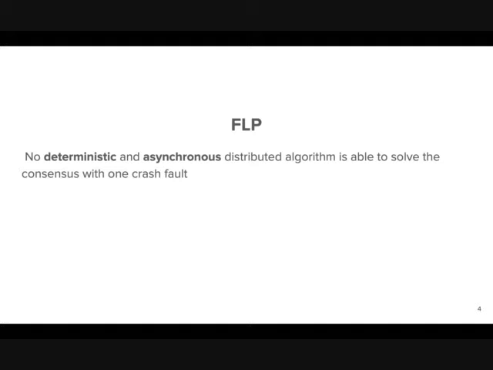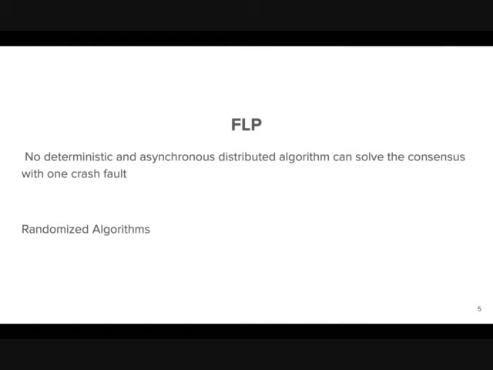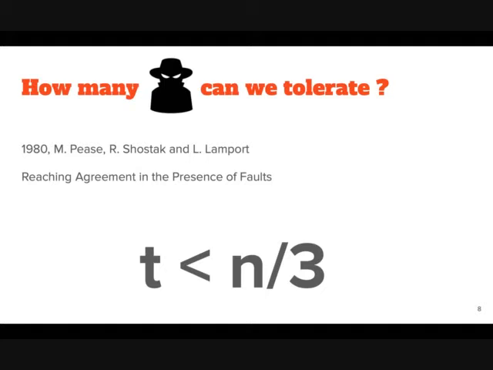Thus, any solution either uses randomization or assumes a form of synchrony. Today, we focus on partially synchronous solutions. A frequent question is how many Byzantine processes can be tolerated by such a solution? And the answer is n/3, where n is the number of participants. In fact, this bound can be applied to the majority of asynchronous Byzantine distributed problems.